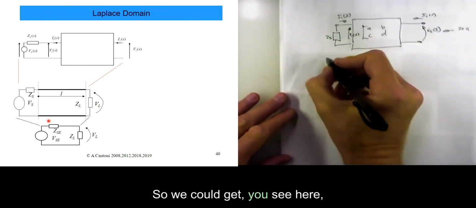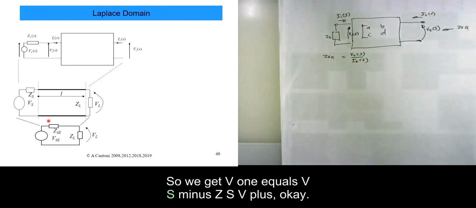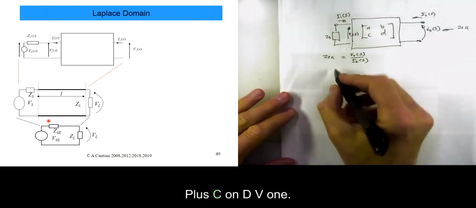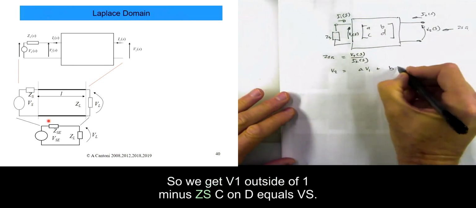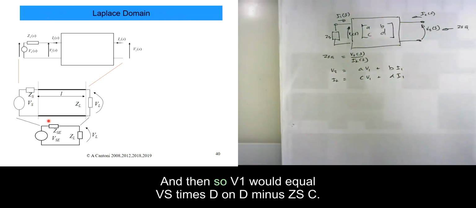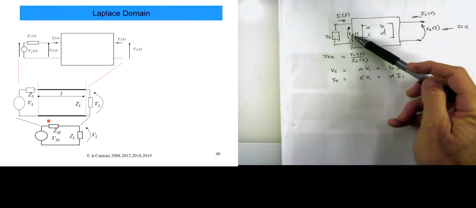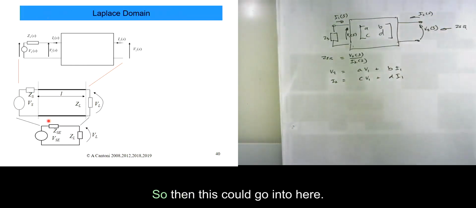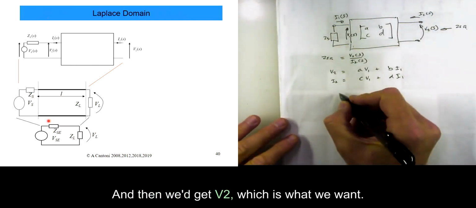So we have an equation for I1 and V1. V1 equals Vs minus Zs times (C V1 plus D I2), so we get V1 minus Zs C on D V1 equals Vs. Then V1 would equal Vs times D on (D minus Zs C), upside down. This could go into here, and then we get V2, which is what we want.